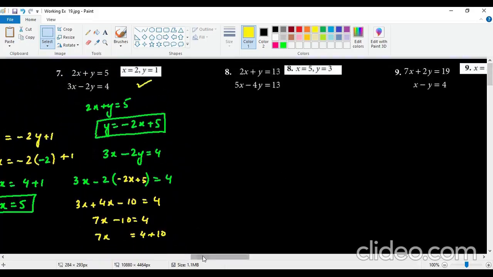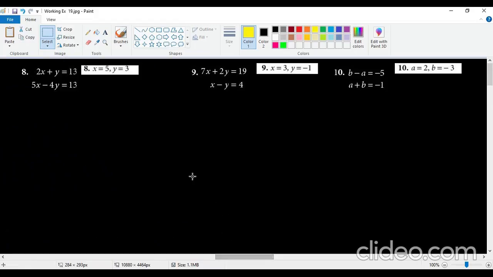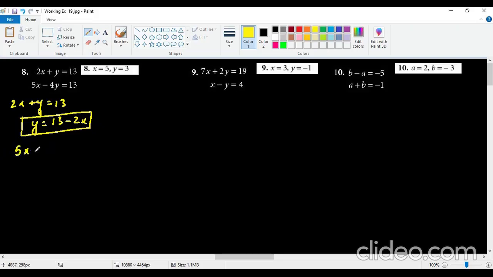As I can see, the first equation is 2x plus y equals 13. So I can see easily that y is equal to 13 minus 2x. I can write this way also. I'm writing several ways for you to be familiarized with how to solve these questions. Now, taking the second equation into consideration, 5x minus 4y equals 13. I know the value of y is 13 minus 2x.